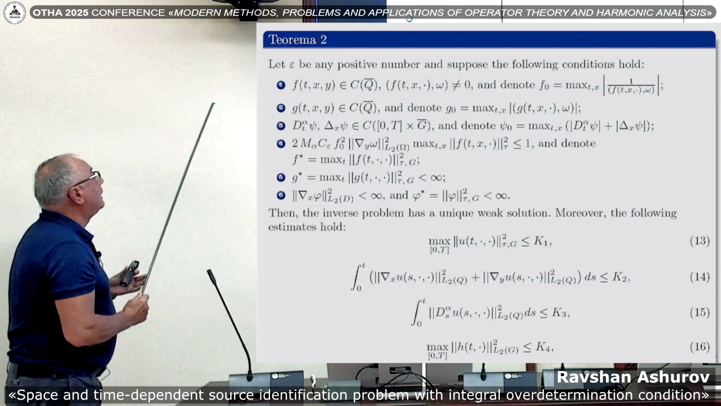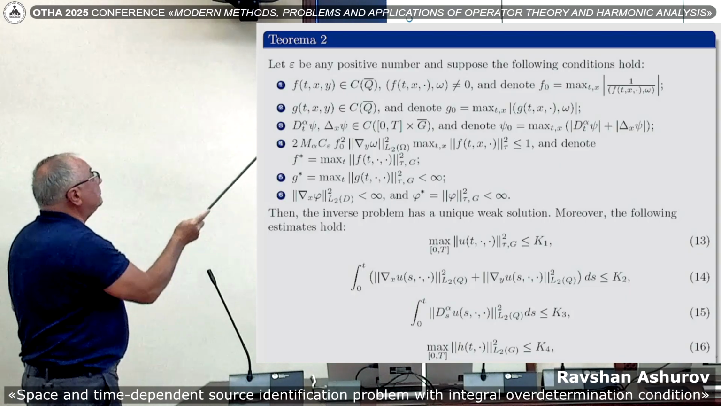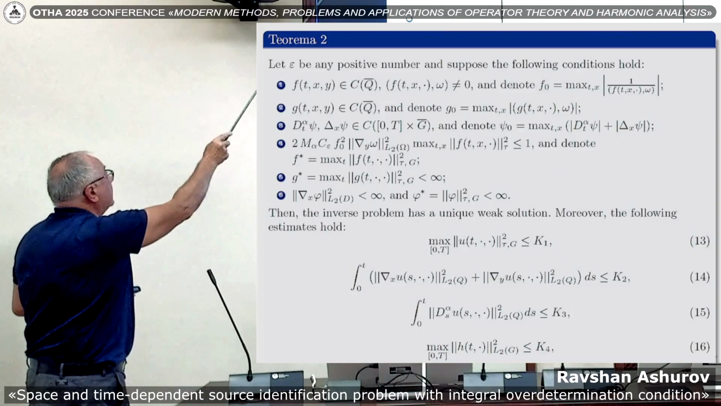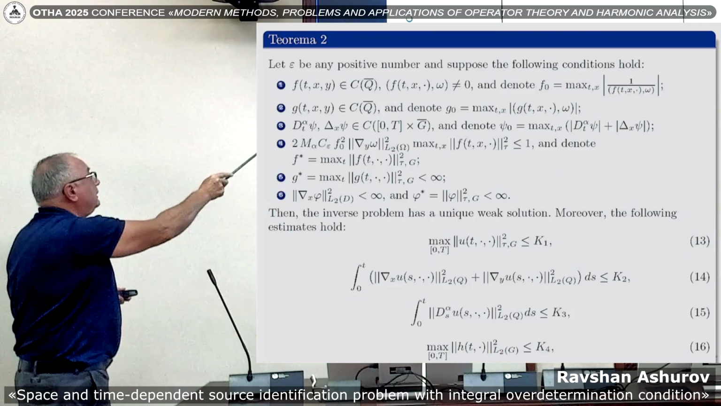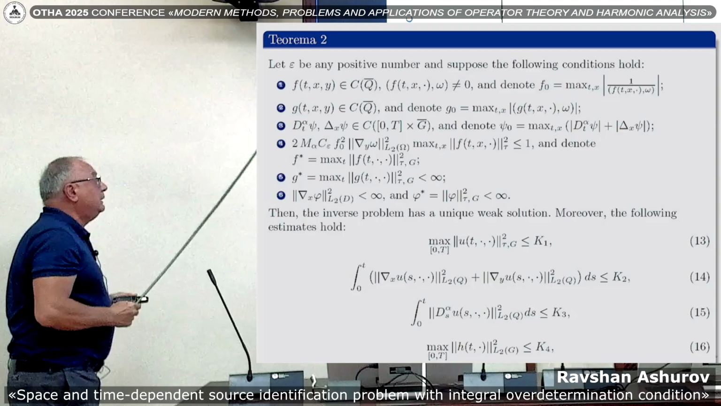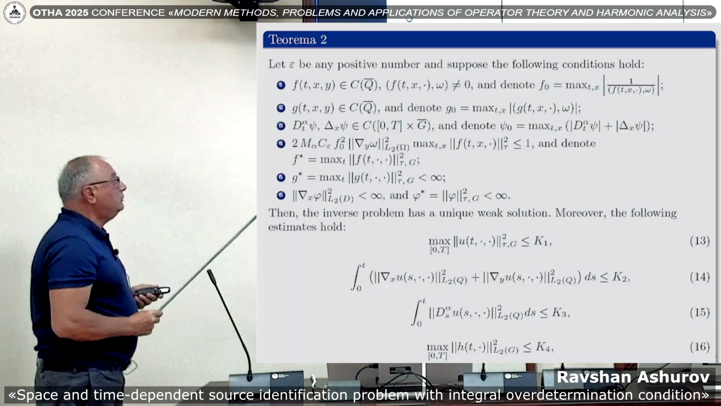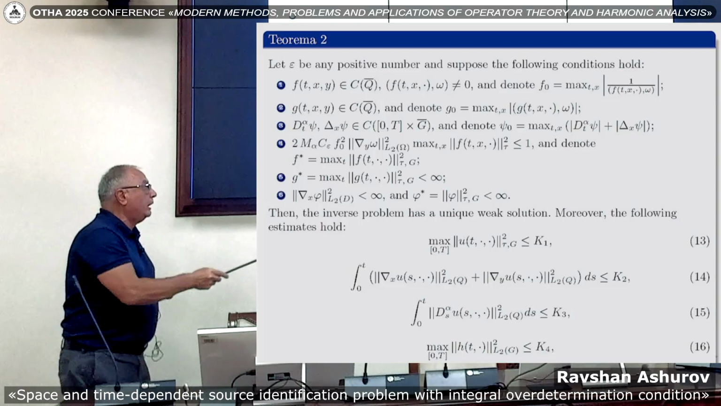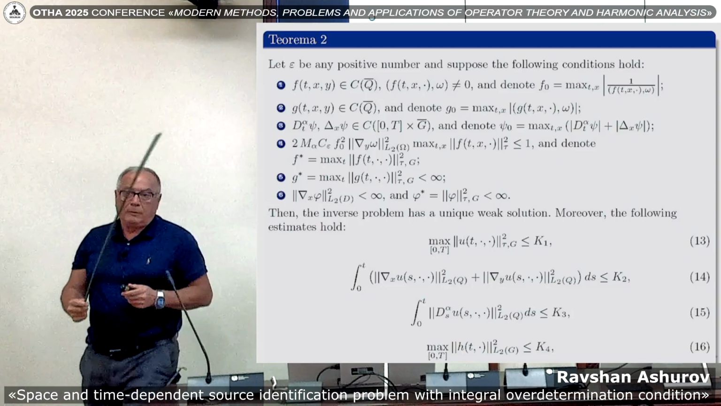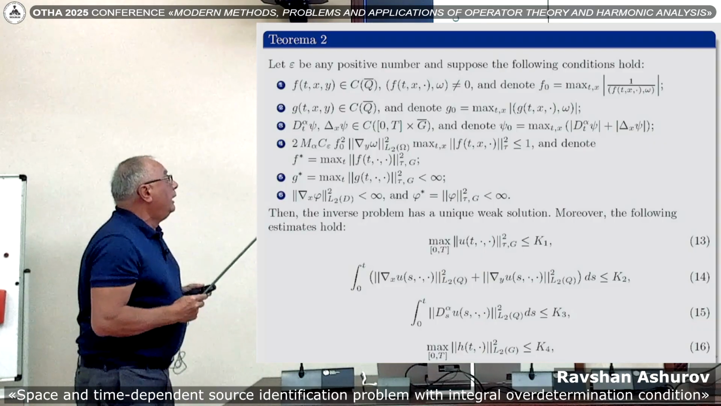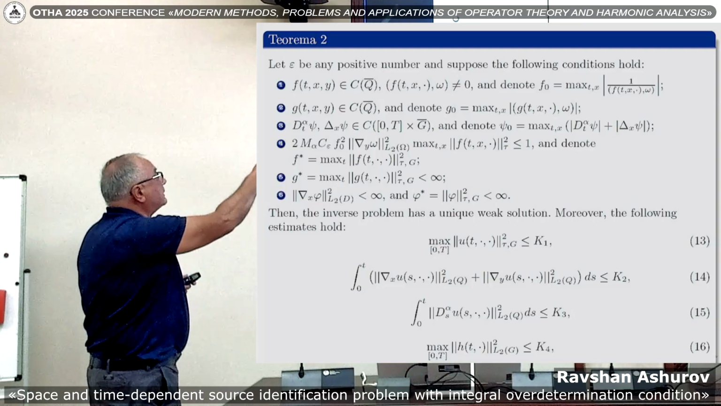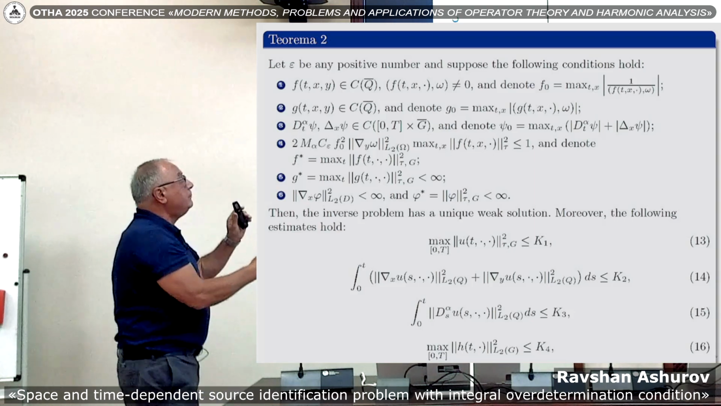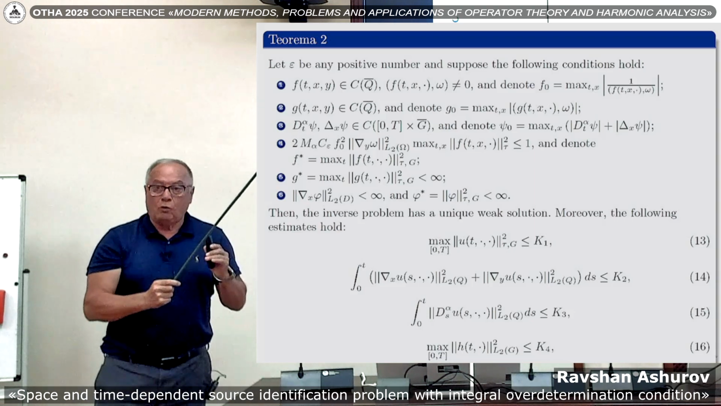And this is the main result. Let epsilon be any positive number. If f, g, and phi satisfy these conditions, then there is a unique weak solution. Moreover, this solution satisfies these estimates, where kg depends on the data of the problem. This is just all the other smoothness conditions. The main condition is number 4. This number should be less than or equal to 1.